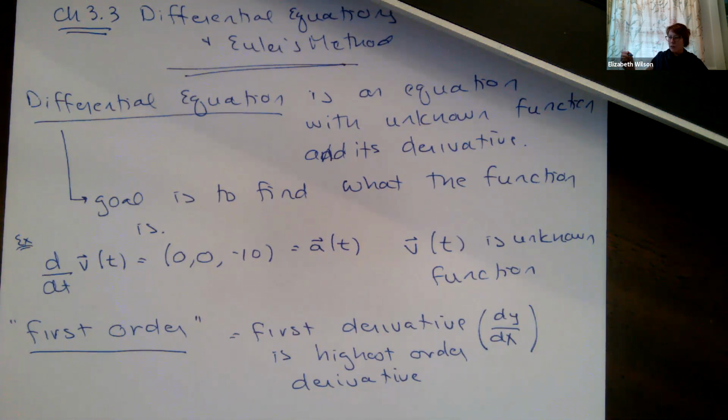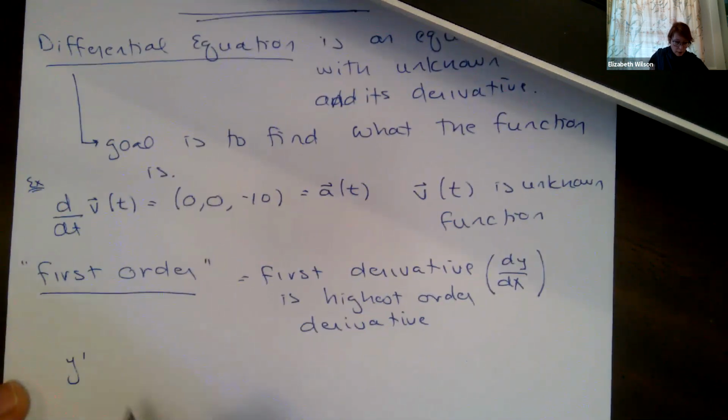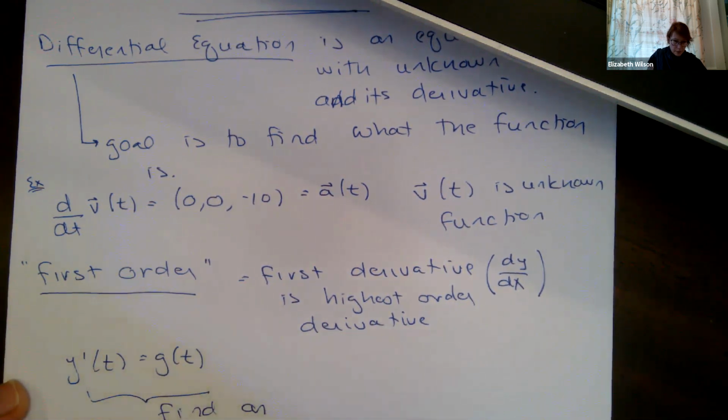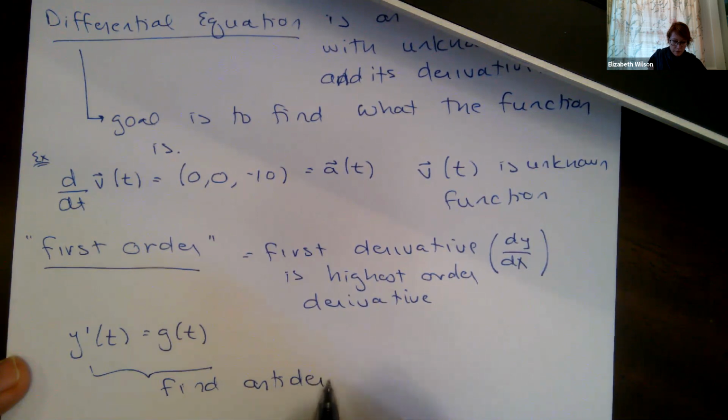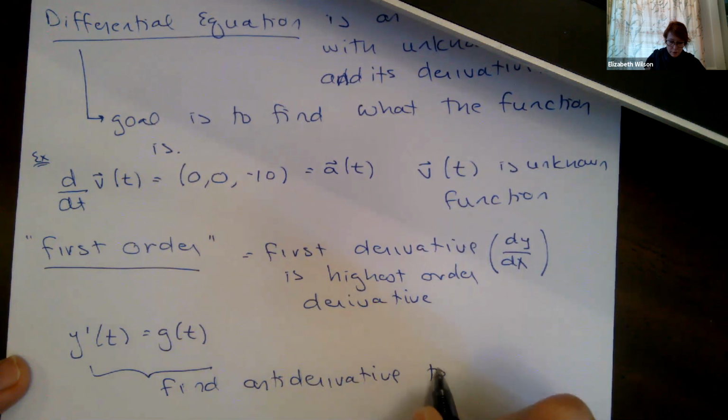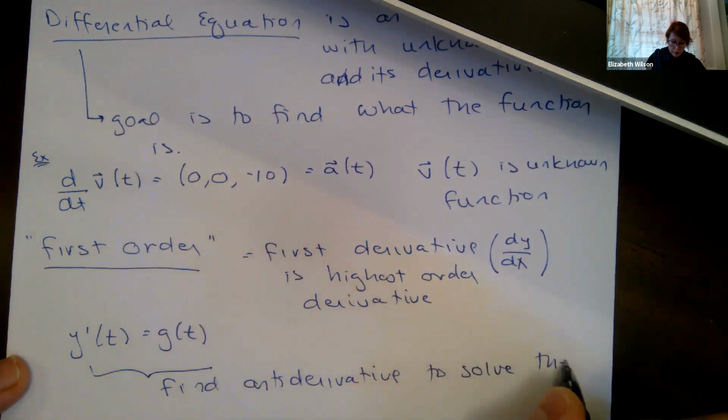If I have a second derivative inside my function, I call it a second order differential equation. If I have the first derivative inside my function, I call it a first order differential equation. So I would say something like y prime of t equals g of t. So y prime, my first derivative, equals some function. My goal here is to find the antiderivative, which means I'm going to take the integral. Find the antiderivative to solve the equation.